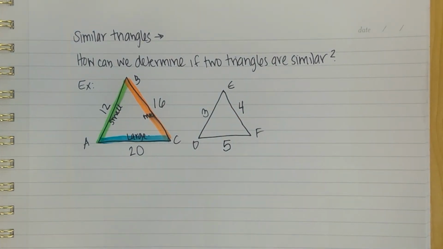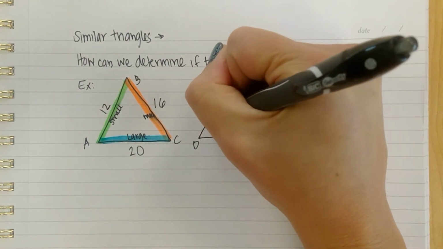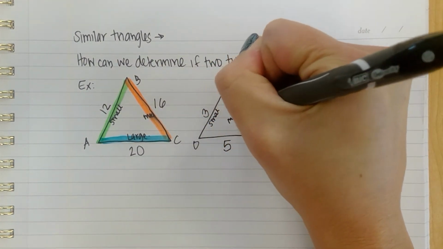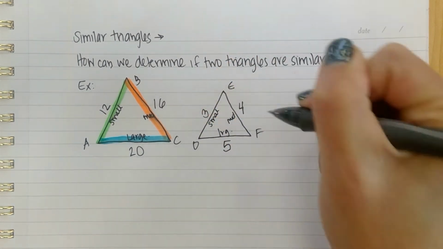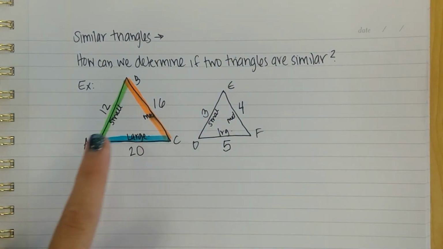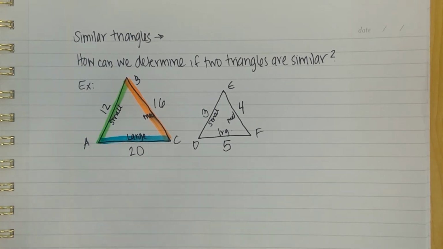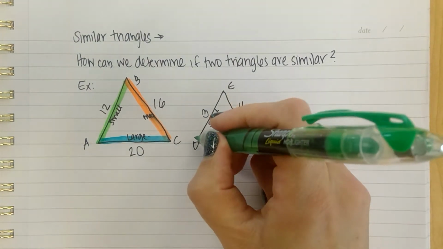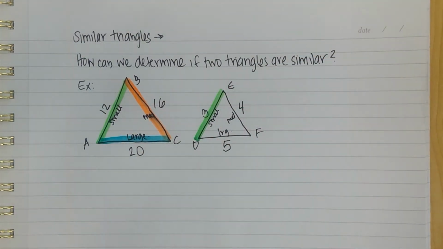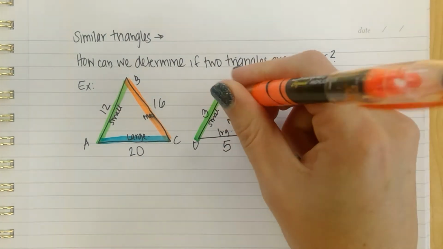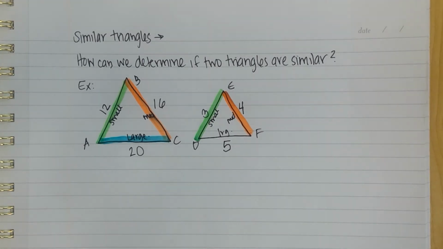On this second triangle, you're going to do the same thing. You're going to identify your small, medium, and large side, so you match them up with the corresponding part in your first triangle. So here's my small, here's my medium, here's my large side.